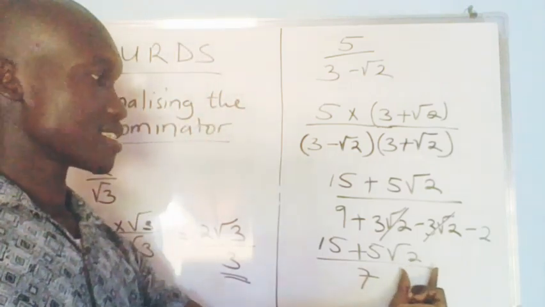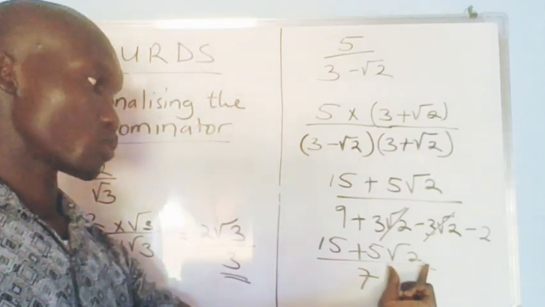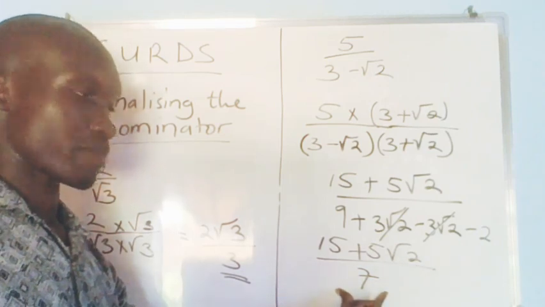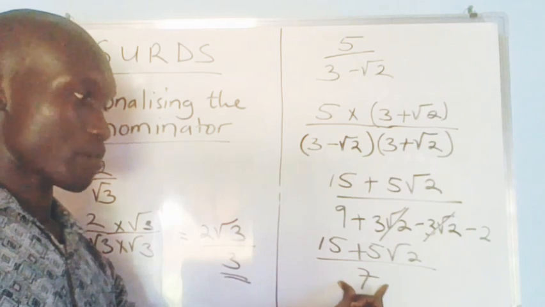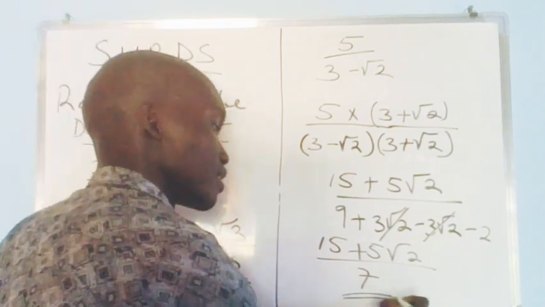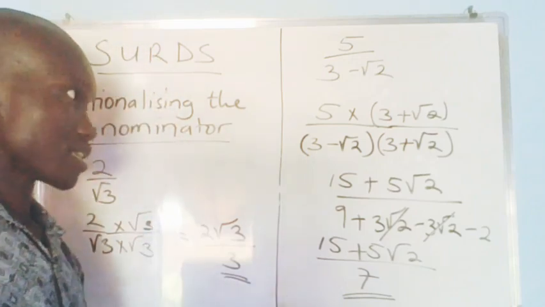As you can see, this is the least we can rationalize, and there is no other number in the denominator which has a root sign. So in this case, this is the final answer for this question.